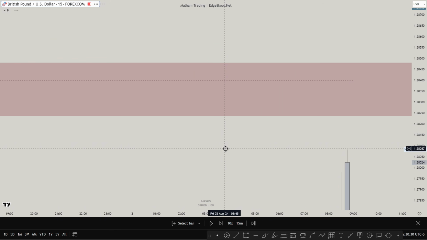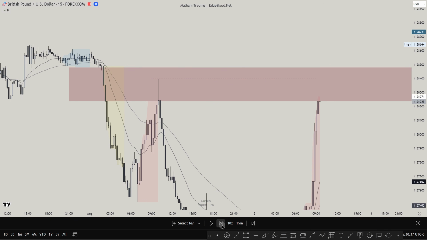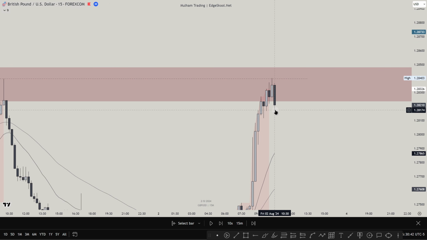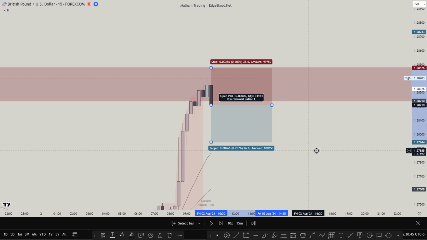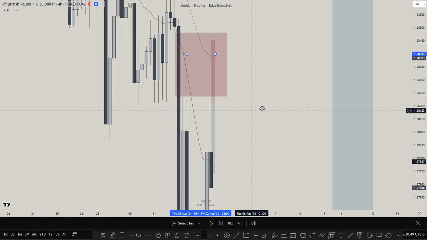So I'm going to go to the 15-minute time frame. So this could be my key level, the imbalance and the high. Playing the price action, notice what happened. Taking the high, and then what happened? Engulfing candle, right? So you could be just entering on the engulfing candle, as I said earlier. Back to the 4-hour time frame.